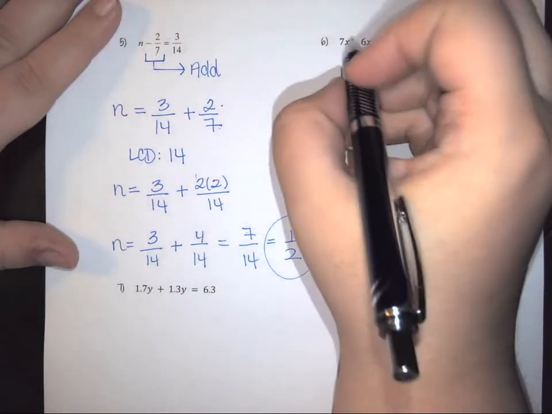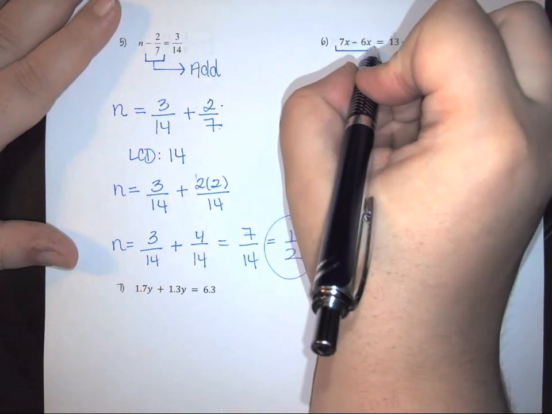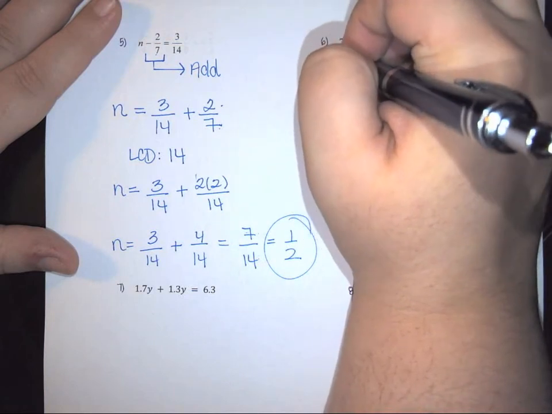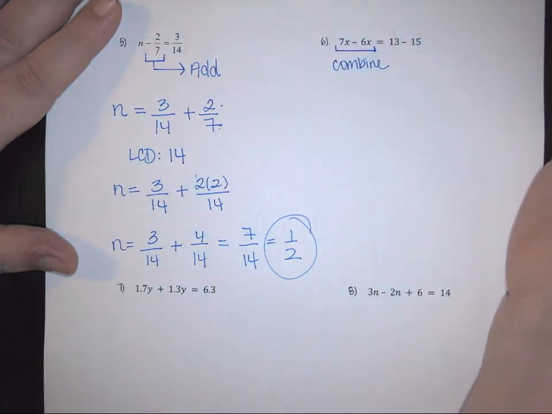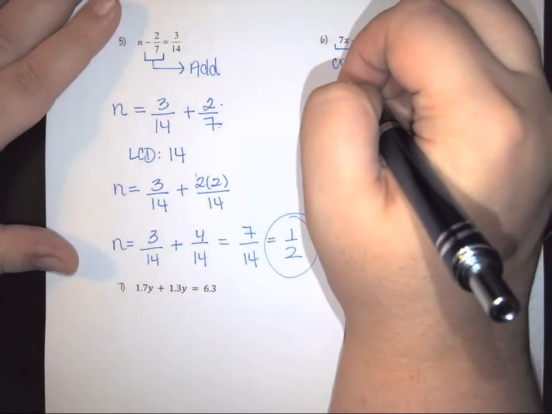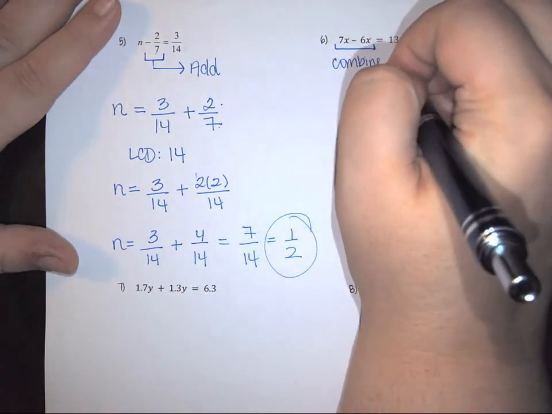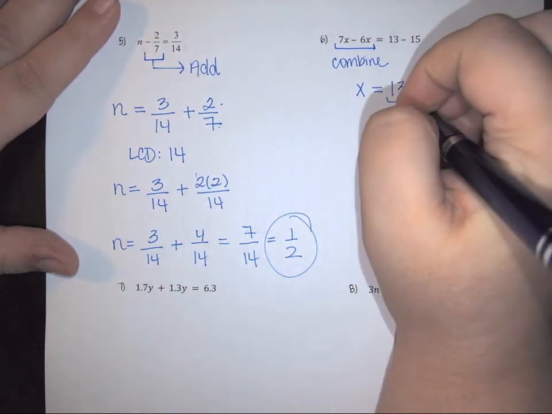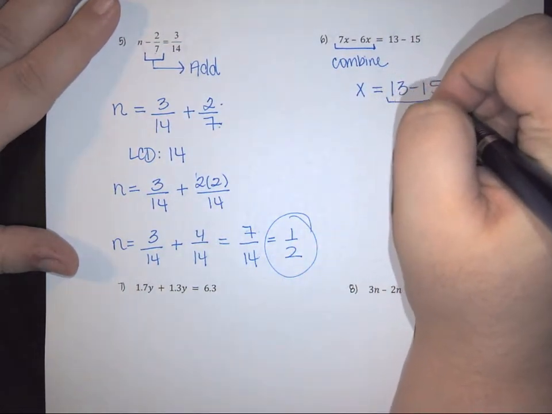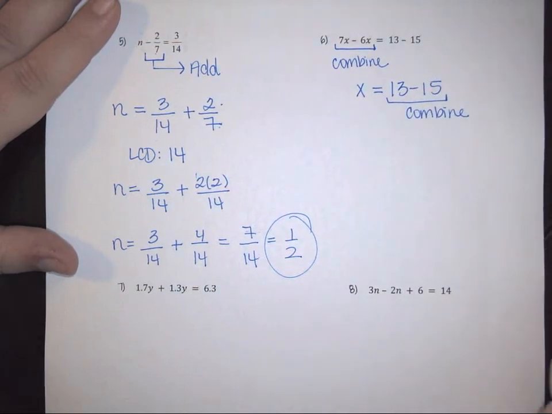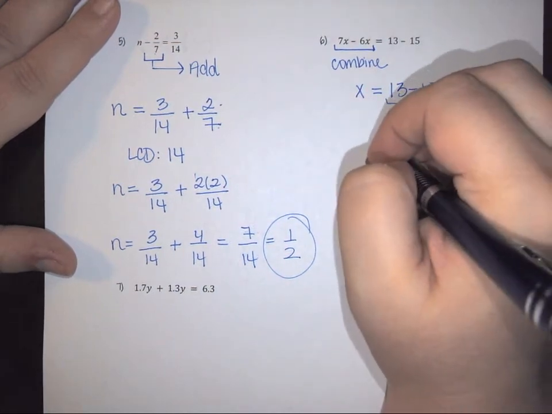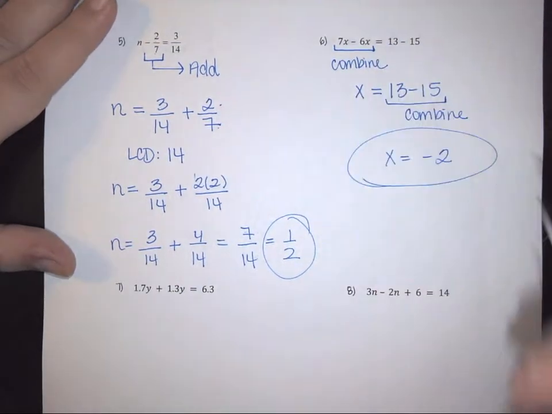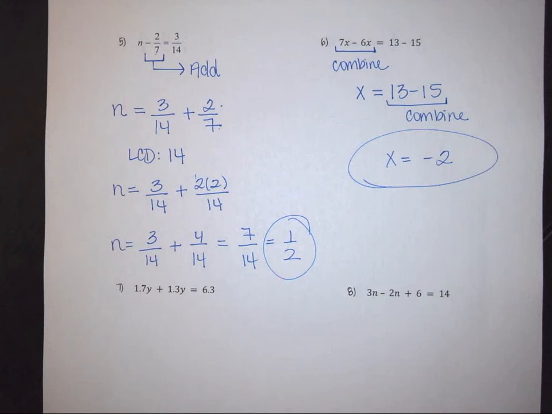My next one, I have common terms. So I have 7x minus 6x. So I need to combine these before I do anything else. 7 minus 6 just simply gives me x, and that's 13 minus 15. The next thing I need to do is combine these. So here 13 minus 15 is going to give me that x is negative 2. Since x is totally by itself, that's all you have to do with that one.